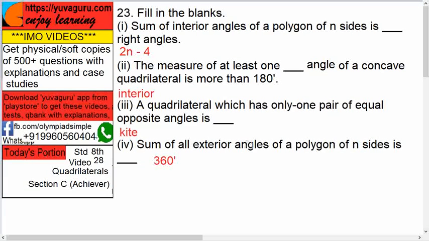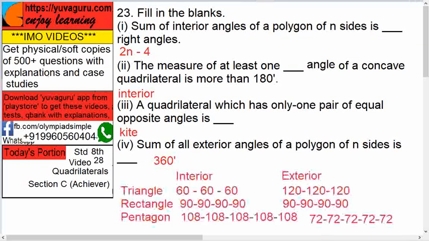The sum of all exterior angles of a polygon of n sides is always 360. It can never be greater than 360 or less than 360. Here I will give you 3 examples. See this: triangle, rectangle and pentagon.